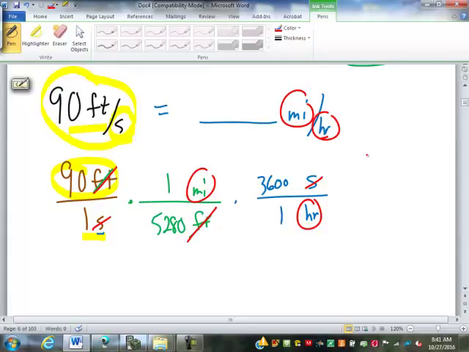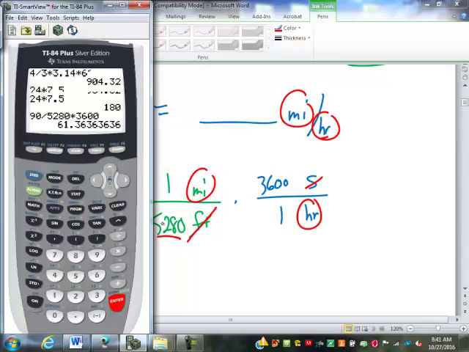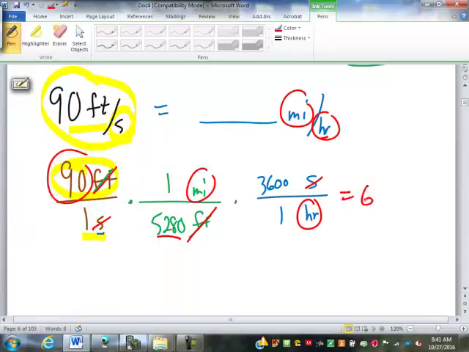So we can multiply out and divide, or we can do this. This is 90. The 5280 is on bottom, so we're going to divide by 5280. The 3600 is on top, so I'm going to multiply by 3600. That gives me 61.4 or 61.36. That is miles per hour now. Miles per hour. There we go.